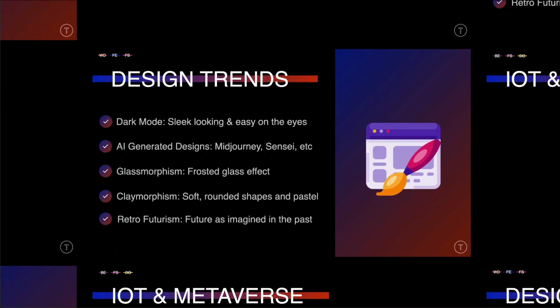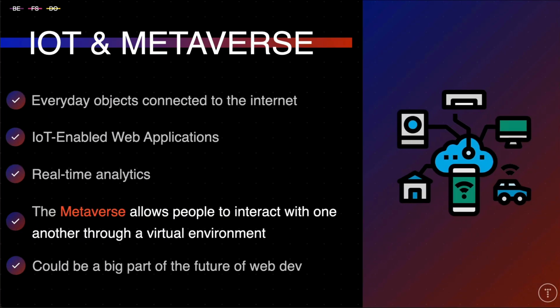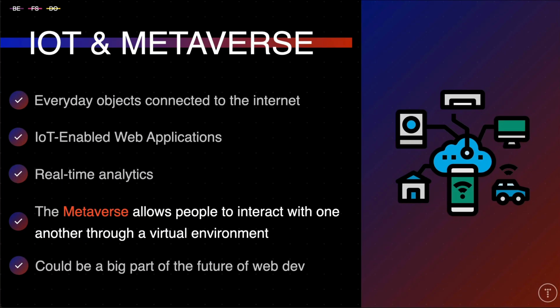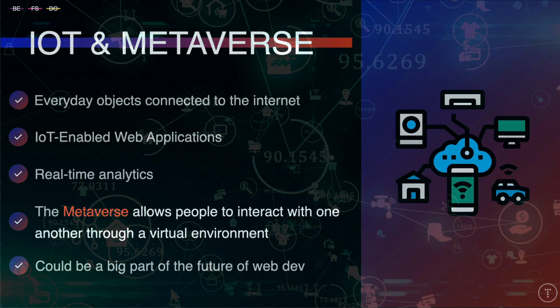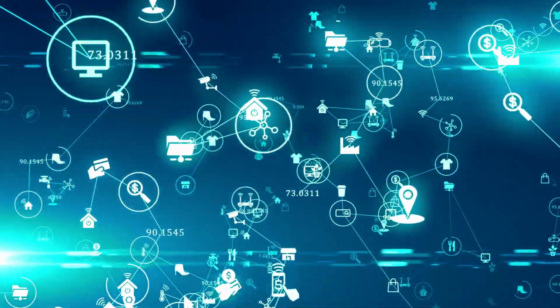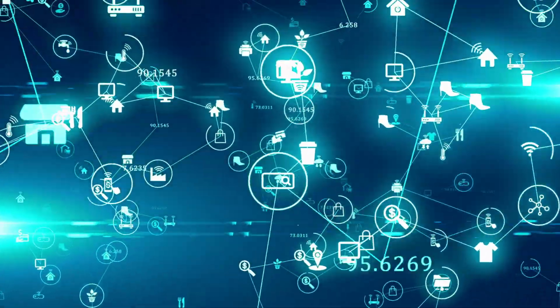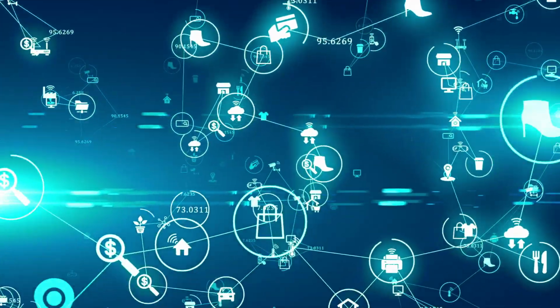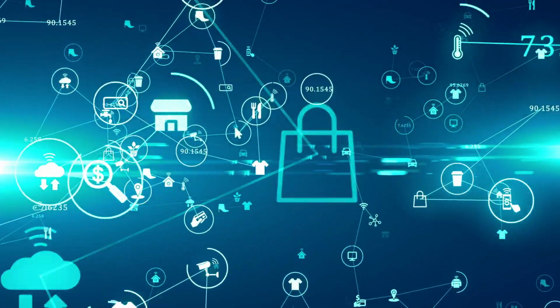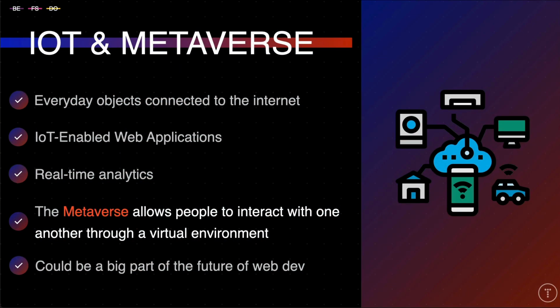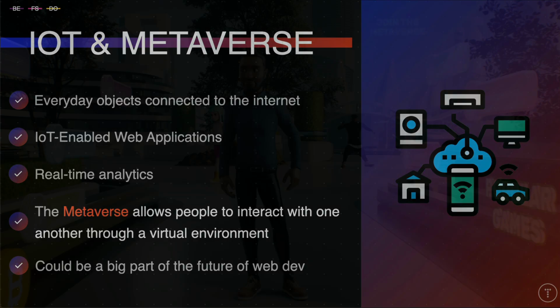All right, so next is IoT, so Internet of Things and the Metaverse. Now, Internet of Things refers to the connection of everyday objects to the Internet and to one another. And it's a very broad term. It's used in many industries, but IoT is expected to have a pretty major impact on web development moving forward. So we can expect to see more IoT-enabled websites and web applications, as businesses take advantage of IoT to improve their operations. So it's something that you may want to look into.